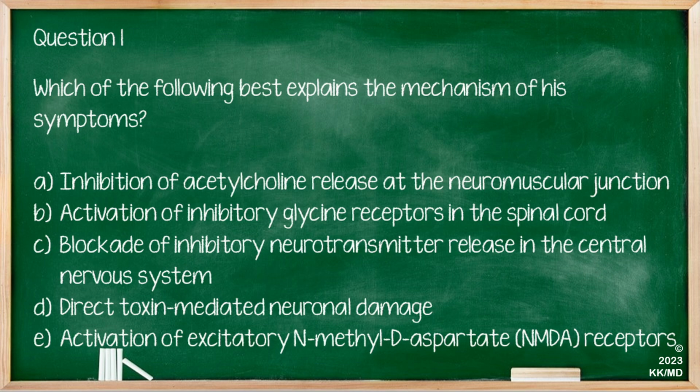A. Inhibition of acetylcholine release at the neuromuscular junction. B. Activation of inhibitory glycine receptors in the spinal cord. C. Blockade of inhibitory neurotransmitter release in the central nervous system. D. Direct toxin-mediated neuronal damage. E. Activation of excitatory N-methyl-D-aspartate NMDA receptors. And if you were listening to our previous slide, you would realize that the correct option here would be option C, which is the blockade of inhibitory neurotransmitter release in the central nervous system.